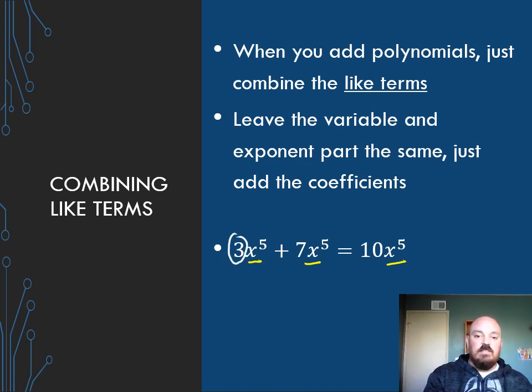I say I have 3 of these things plus 7 of these things. It ends up equaling 10 of them. So I started with, think of the x to the fifth as a thing. I have 3 of them plus 7 more of them. I now have 10 of them. I have 10x to the fifth. And that's combining like terms.